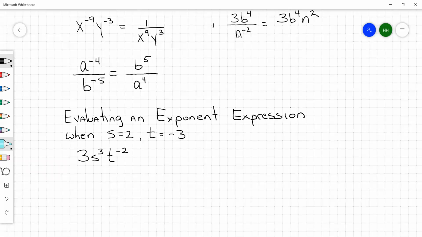So the first thing you want to do is simplify these exponents. Get all your exponents positive. So in the numerator, we have 3 s to the third. And this t to the -2 that's in the numerator, it's got to go to the denominator and become positive. And now what you can do is substitute. So in the numerator, we have 3 times 2 to the third. And in the denominator, we have -3 squared.